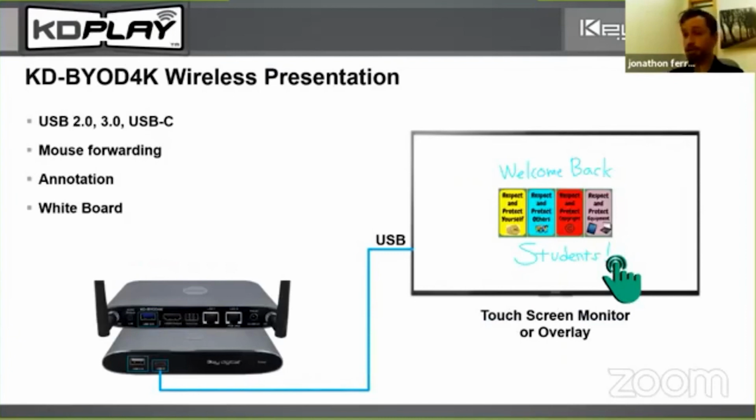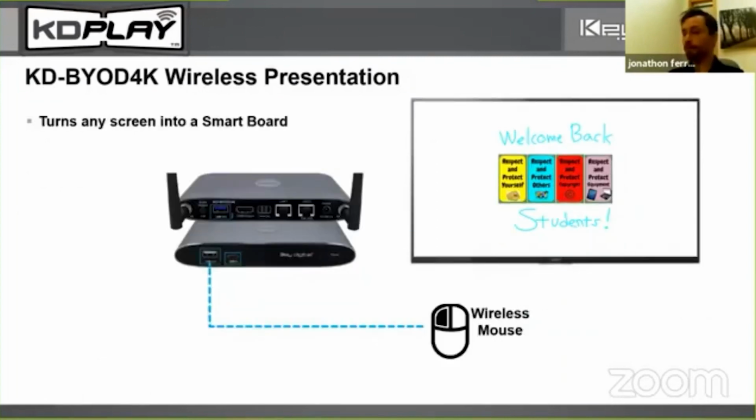If you have a touchscreen device, you can connect that USB, because what is a touchscreen after all? It's just clicking a mouse and the location of that click. So just connect that over USB as well, and you are able to mark up that way, or even essentially turning any display or monitor into a smart board by having a wireless mouse connected. You open up the annotation tool and you start making your markups.